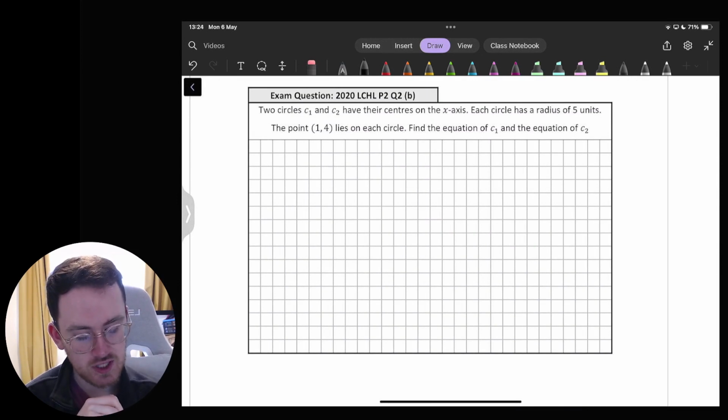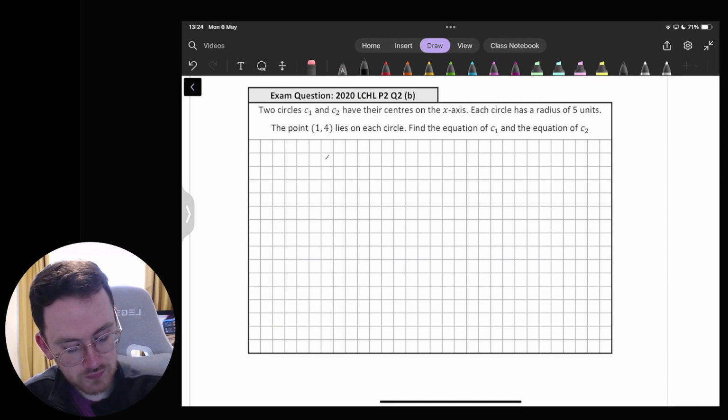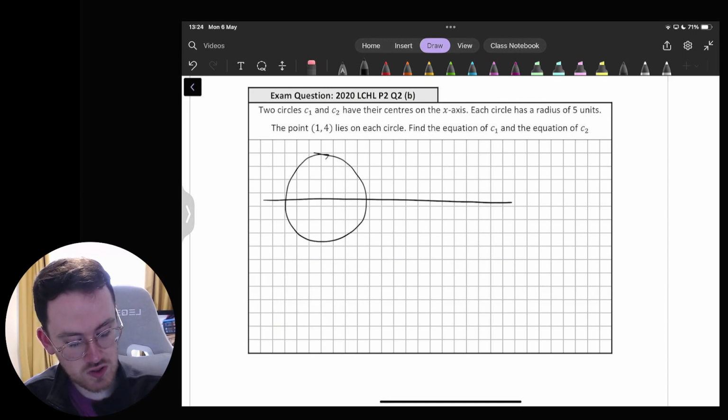Okay, last little point here then. Two circles C1 and C2 have their centres on the x-axis. Each circle has a radius of 5 units. The point 1,4 lies on each circle. Find the equation of C1 and the equation of C2. Okay, so we're looking at some sort of case here where if this is the x-axis, there's some point that both circles have in common, which is the point 1,4. So that might be the point there. The circles might look something like that.